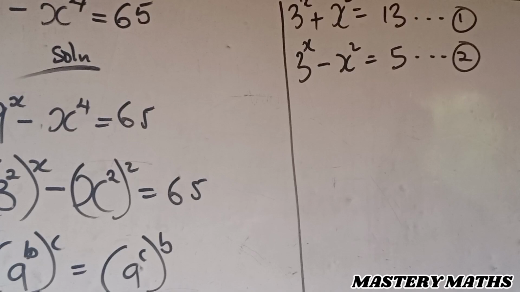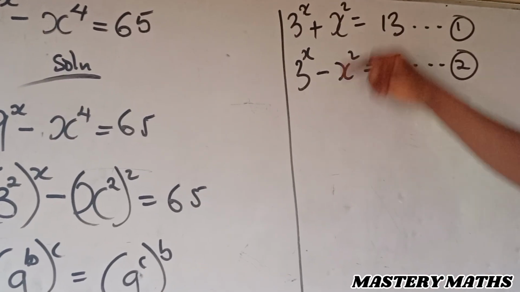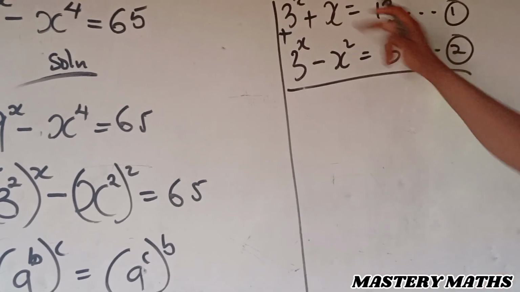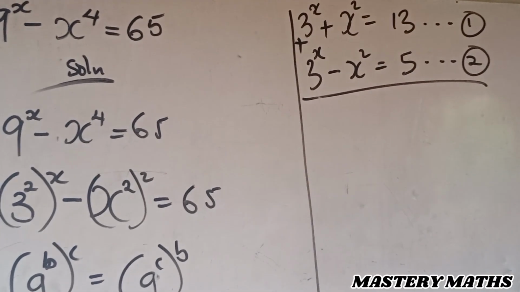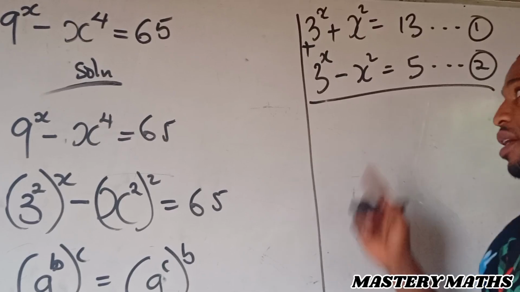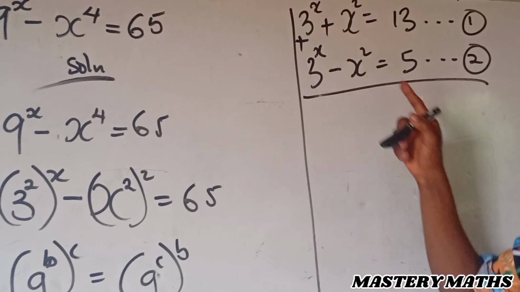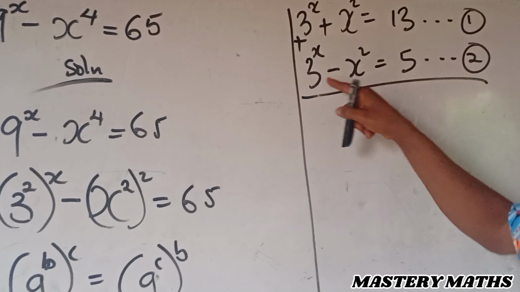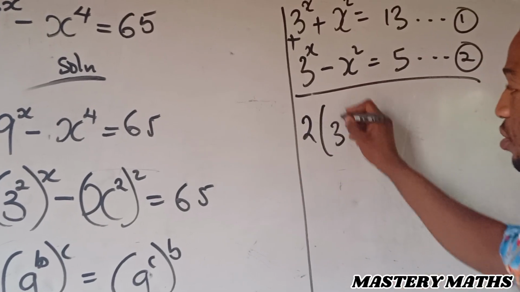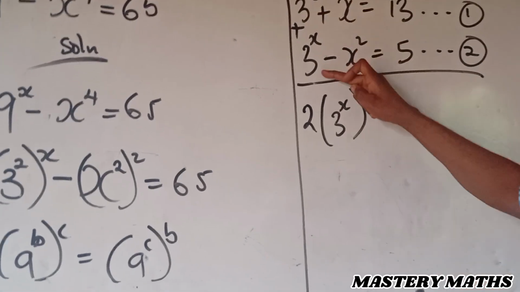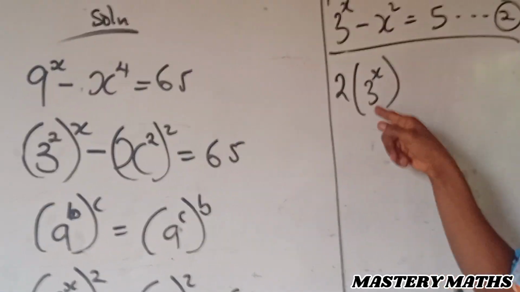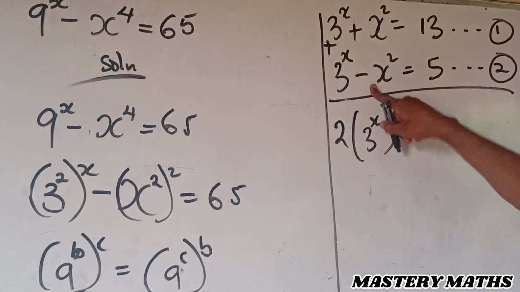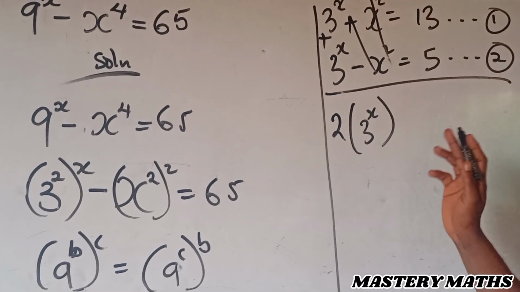Now, how do we solve this? In order to solve this, you add equation 1 to equation 2. Remember, you are looking for the value of x. Now, to get the value of x here, you say equation 1 plus equation 2, add it together. So, first of all, you have 3 to the power x plus 3 to the power x will give us 2 times 3 to the power x, because 3 plus 3 is 6. It's the same thing as 2 times 3 to the power of x. Then you have plus 2 to the power x minus 2 to the power x is 0. Already, these will cancel each other.